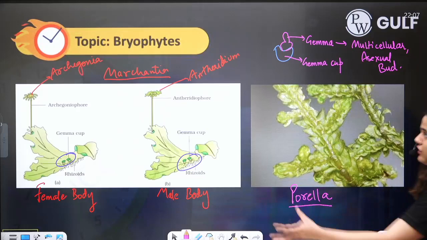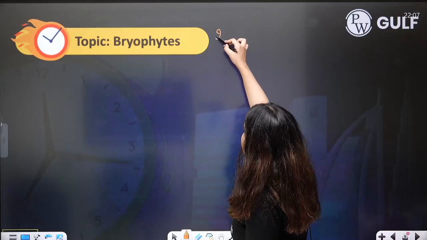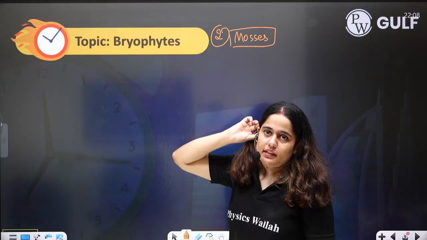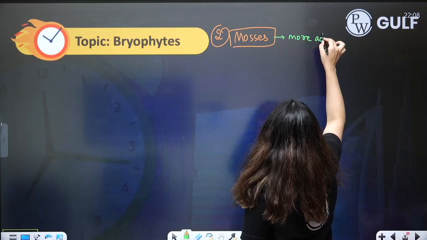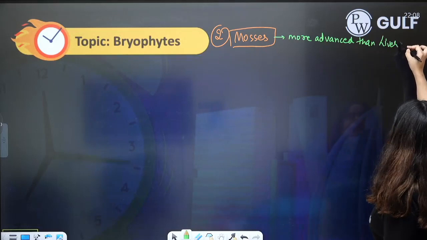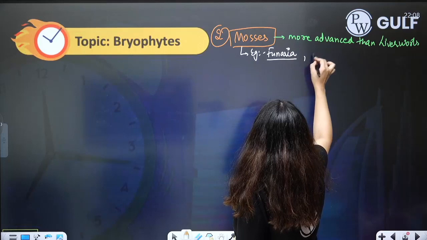Now the second group of bryophytes are mosses. They are more complicated than the liverworts. They are more differentiated and more advanced than the liverworts, right? Examples of mosses are Funaria, Sphagnum.